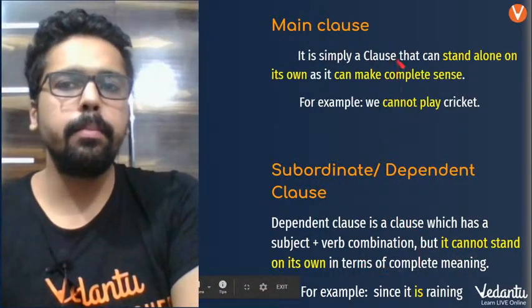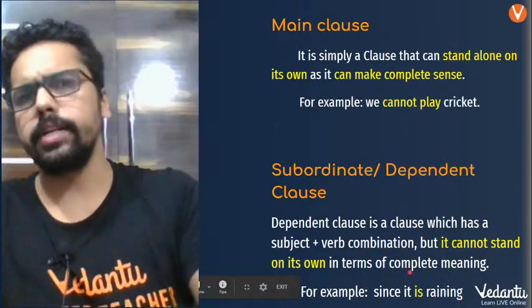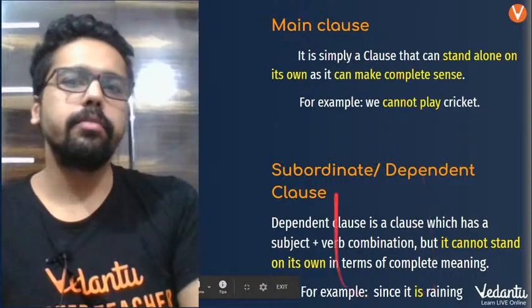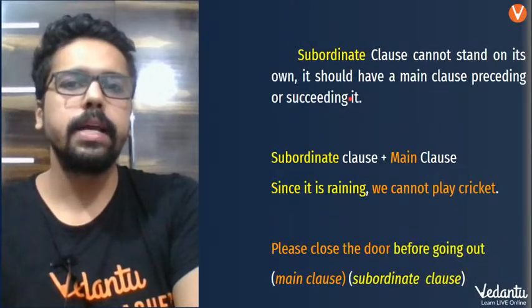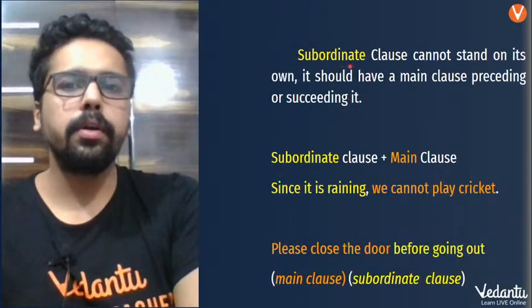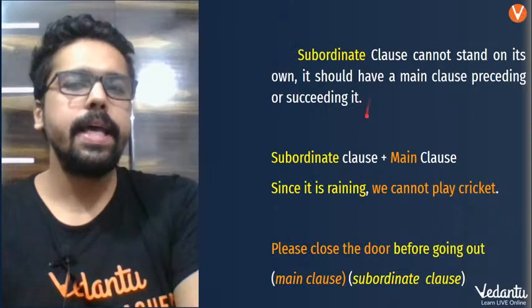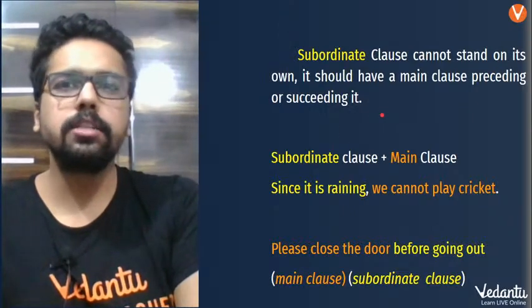But they both have only one finite verb. That's why each is a clause, right? By the definition of a clause, it must have only one finite verb. And this is the basic difference between a main clause and a subordinate clause. One important point about the subordinate clause is that every subordinate clause always starts with a subordinator.